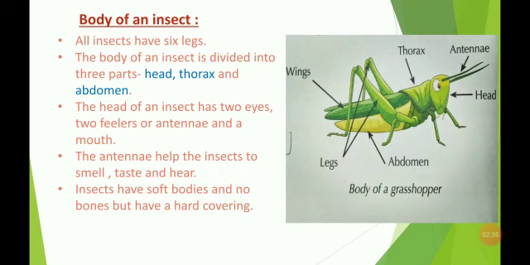Insects have soft bodies with no bones, but they have a hard covering known as exoskeleton. Although insects breathe air, they don't have lungs. The part of the insect body between the neck and abdomen is the thorax. In the abdomen, organs for breathing and digestion are present. In place of lungs, they have tubes and sacs for breathing.